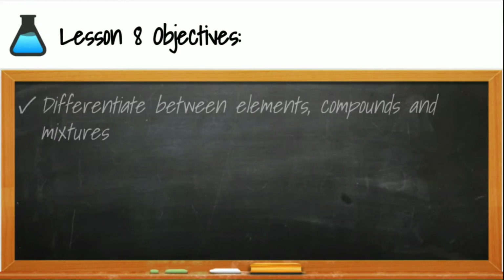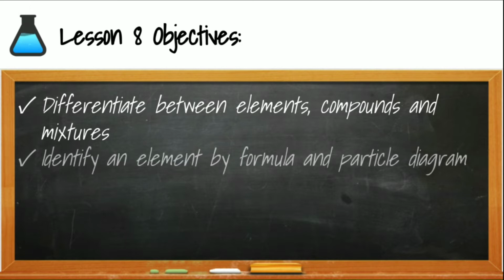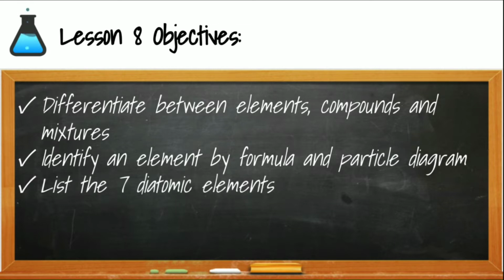In this lesson, we will differentiate between elements, compounds, and mixtures. These are the three major classes of matter. We will identify an element by formula and particle diagram. And you will list the 7 diatomic elements.